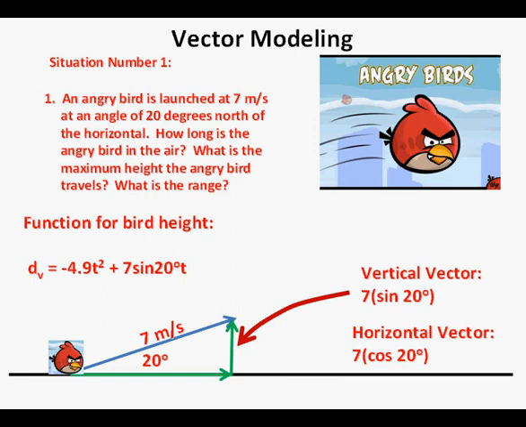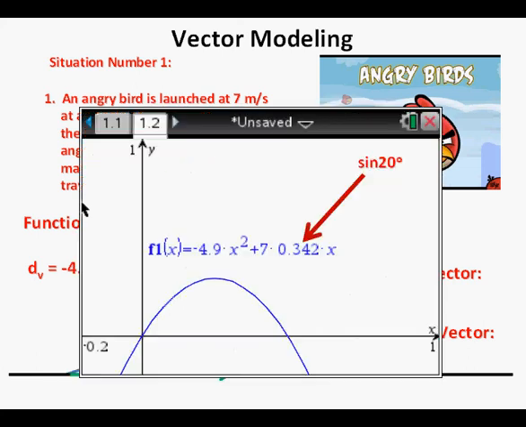In units of meters, the vertical elevation will be determined by the function d sub v equals negative 4.9 times t squared plus 7 times the sine of 20 degrees times t, and the independent variable t represents the number of seconds since launching. And the horizontal component is d sub h equals 7 times the cosine of 20 degrees times t. In the function, this number, 0.342, is the sine of 20 degrees.